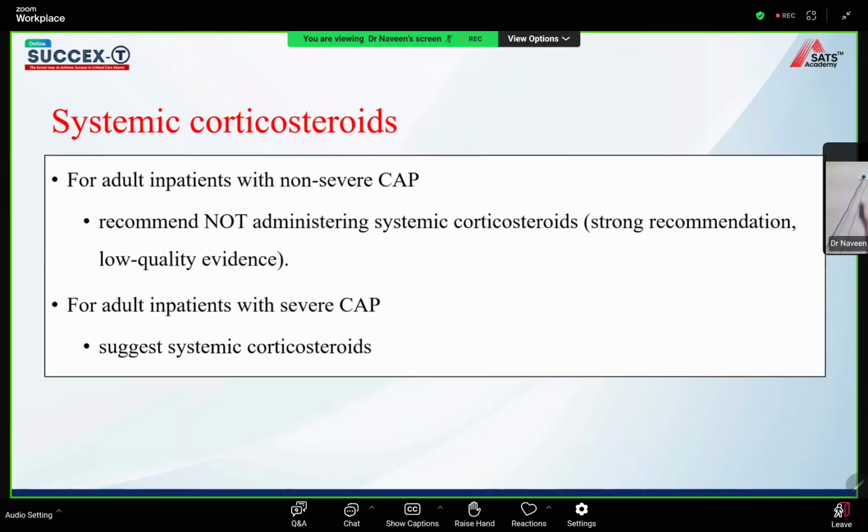And what is the role of systemic steroids in CAP? Recent 2025 updates have suggested systemic steroids in severe CAP after the 2024 CAP study, which I will be discussing in the evidence on steroids and CAP. Whereas in non-severe CAP OPD patients, there is no role of steroids in CAP.